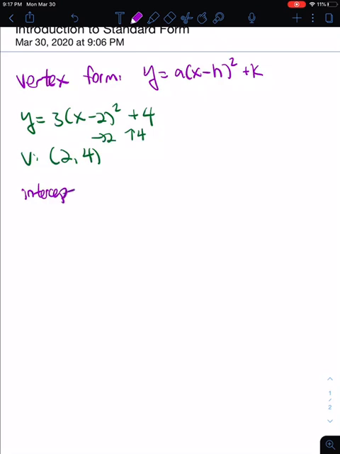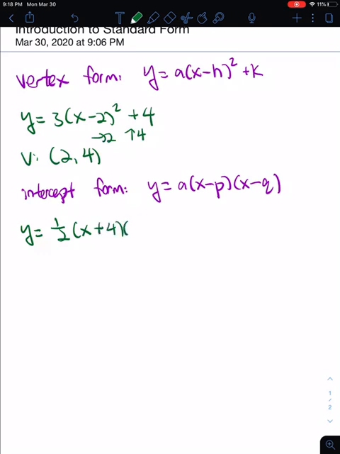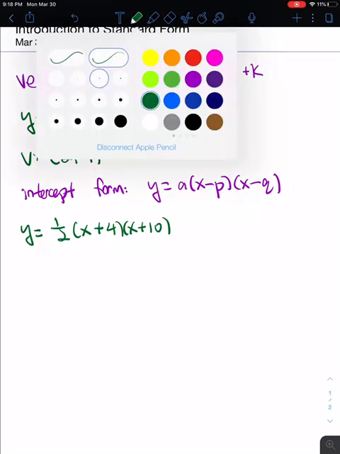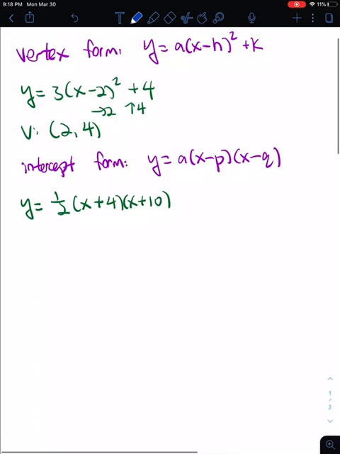And then we saw what was called the intercept form, where the general equation was written something like this: a times (x minus p) times (x minus q). So for example, we could have something like y is equal to 1/2, let's say, (x plus 4) times (x plus 10). And in this case, in order to find the vertex, we first had to find the axis of symmetry. And remember that comes from our x-intercepts, which in this case are (-4, 0) and (-10, 0).